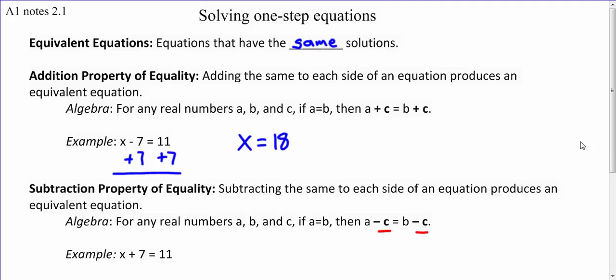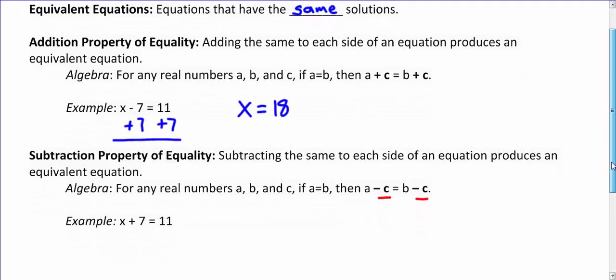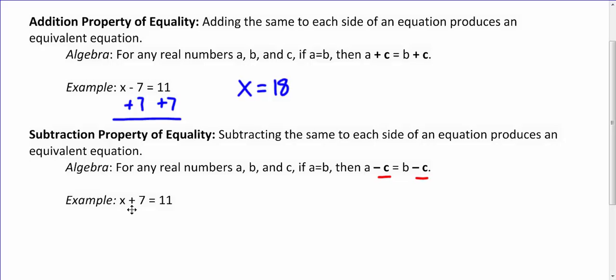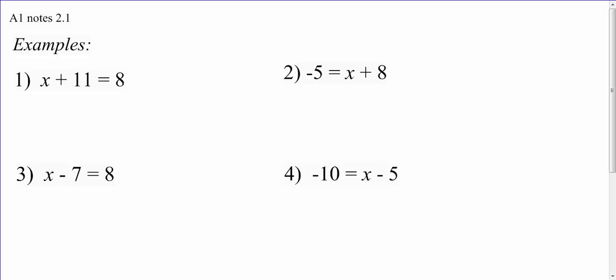Now why would we want this? Well, because by knowing this, we can get x by itself in an equation like you see here. So x plus 7 equals 11, subtract 7 from each side, and you know that x then would equal 4. Alright, so let's take a look at some examples of using these two properties of equality.